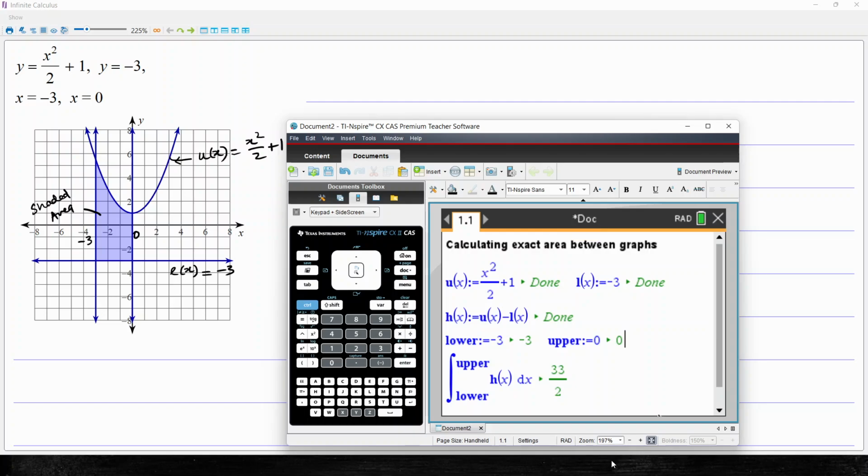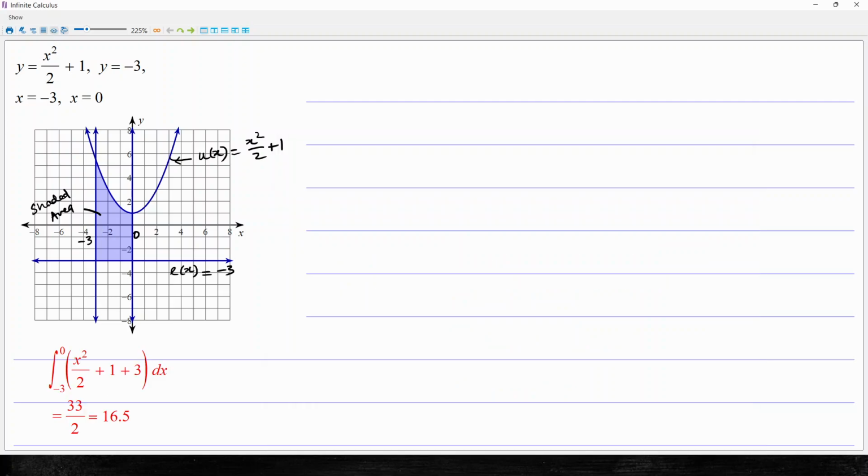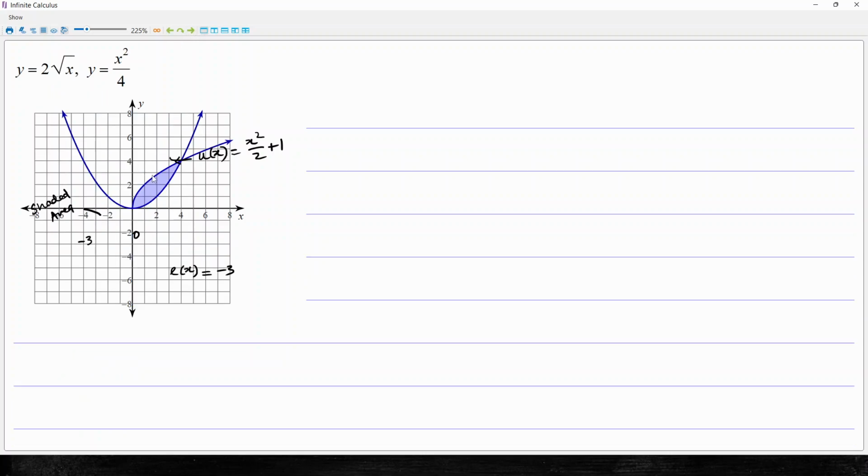So this is how we calculate the area between the two graphs, where one graph was given as a parabola, the other graph was a line, and we had to find the area between -3 and 0. Let's see if this is correct. And this is right. So now let's do another example, and we'll use the CAS calculator to find the area.